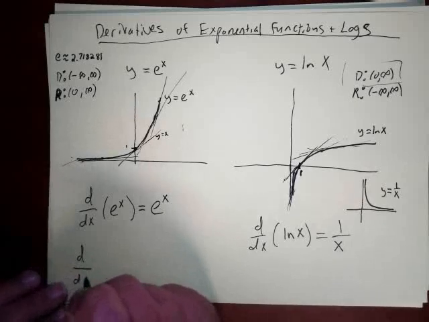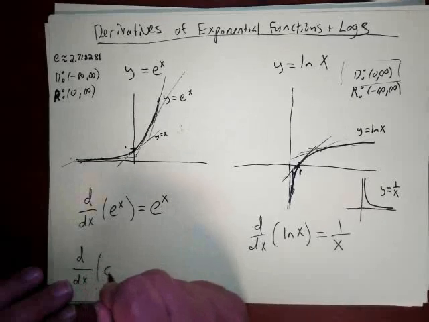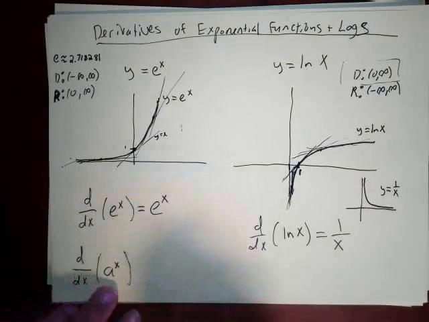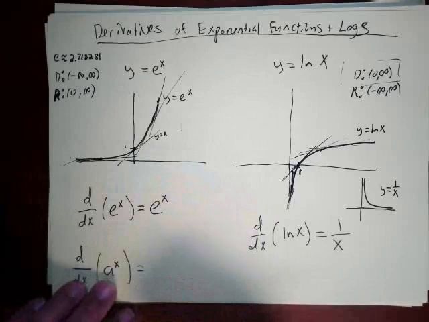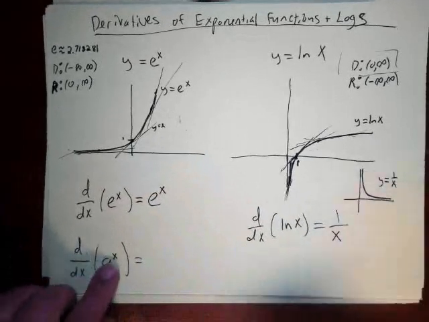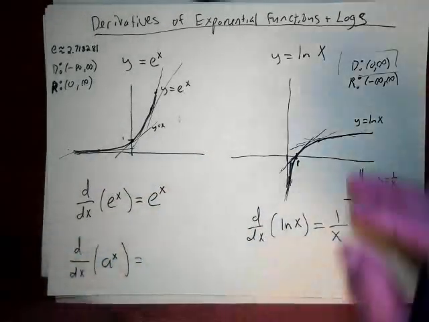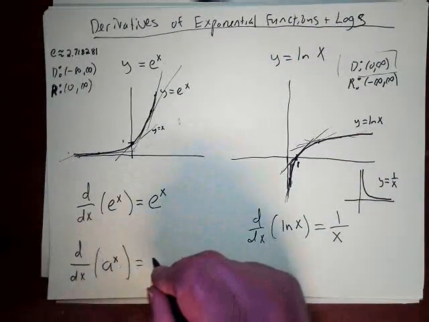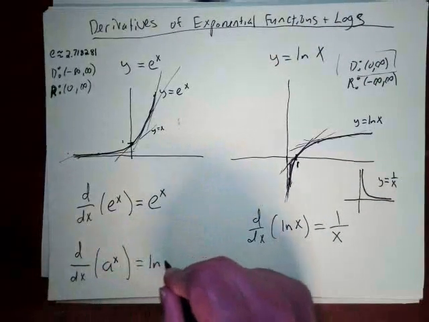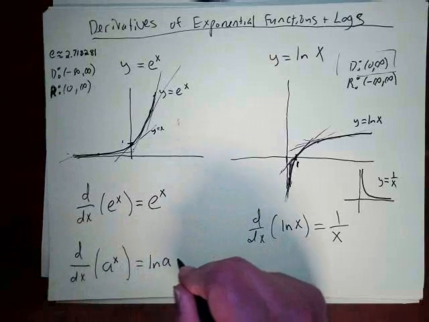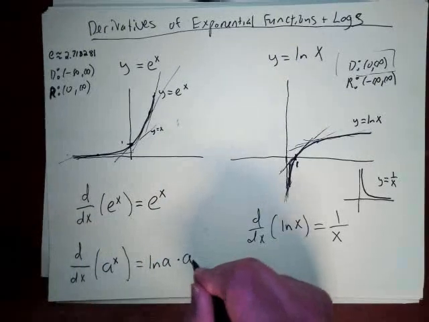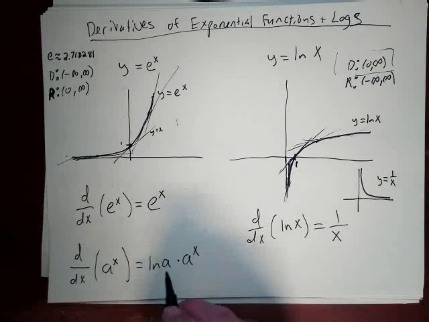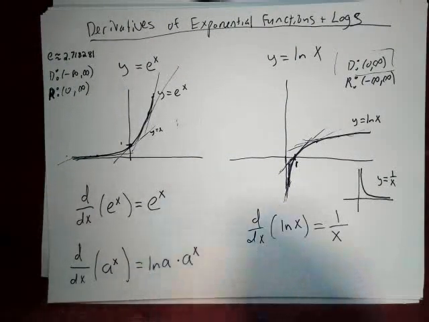Let me actually give a rule here for other exponential functions. So if you have a to the x, where a is any base, but a needs to be positive, because you can't take like a half a power of a negative number. That'd be taking the square root of a negative number, right? It ends up that this derivative is the natural log of a times a to the x. So it's the natural log of whatever the base is times a to the x.